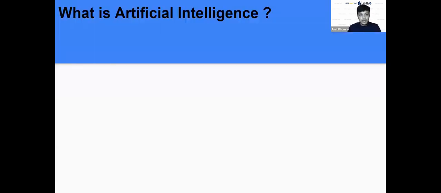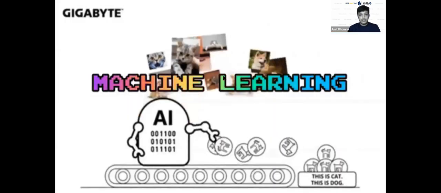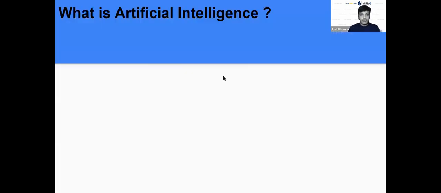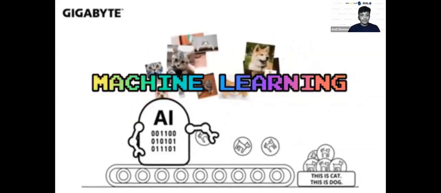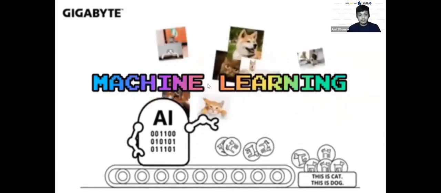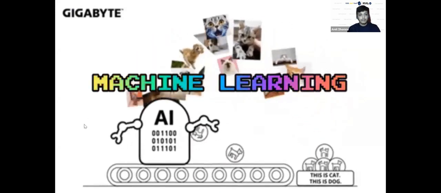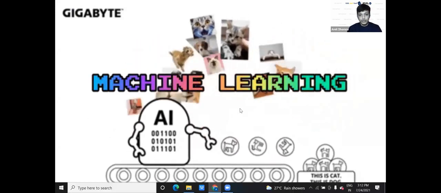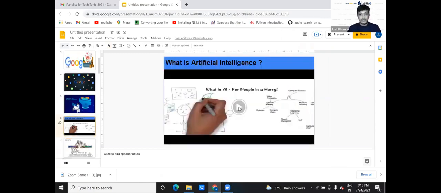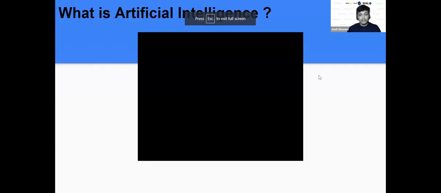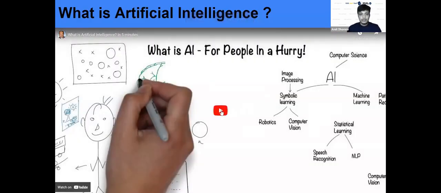So let's start. Before going deeper, I just wanted to tell you how we use machine learning and deep learning. So you can see this. Let me show you one video, and based on that we will see how it works. Let's start with what artificial intelligence actually is, so you will come to know what AI is.